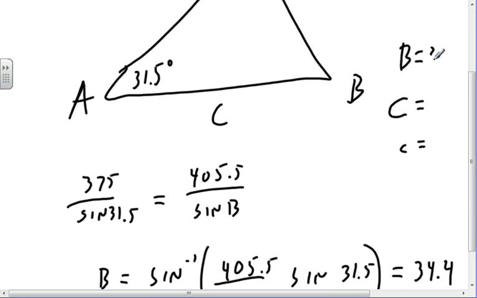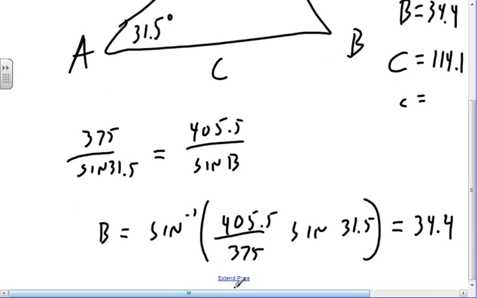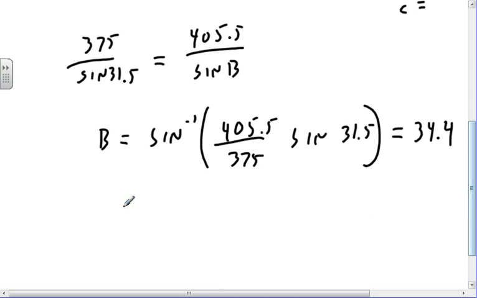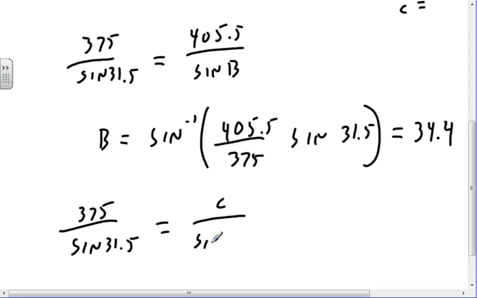So I got 34.4. I'm going to take 180 and subtract that answer, and then subtract another 31.5, and I come up with C is 114.1. Okay. And then I'm going to say 375 divided by the sine of 31.5 is equal to little c over the sine of 114.1. And I'm going to say c is equal to.